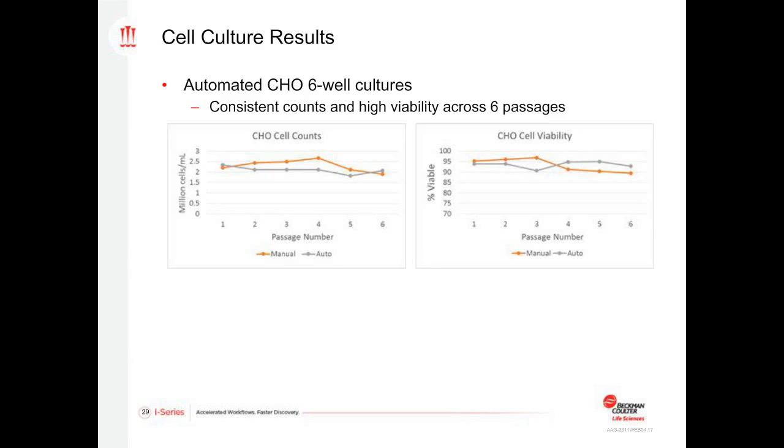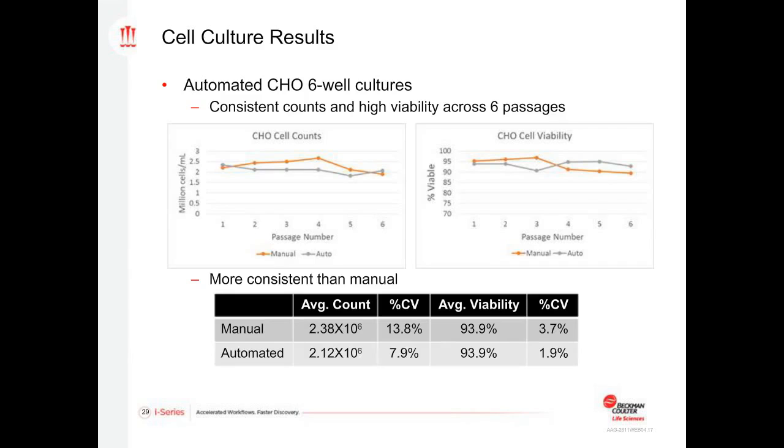More interesting is that actually, if you look, we were able to achieve results that were more consistent than I was able to achieve manually. So again, looking at CVs of 7.9% in an automated fashion when comparing cell counts across 6 passages was better than the 13.8% CVs I was able to achieve manually.